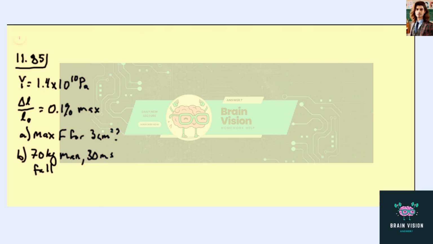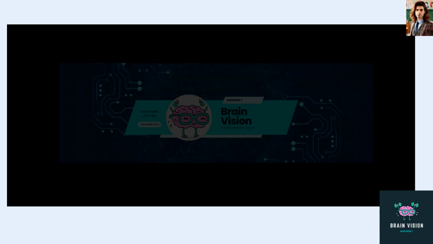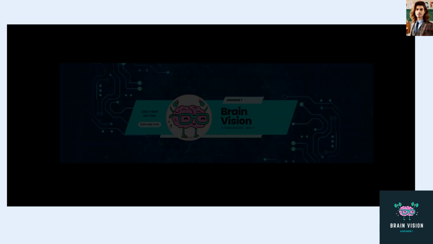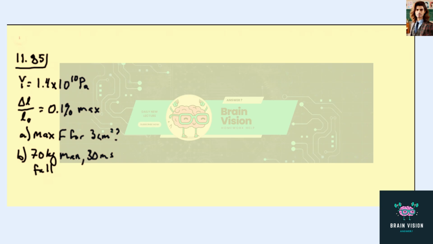We're told that the Young's modulus of bone is approximately 1.4 times 10 to the 10th pascals, and that it can withstand a strain of 0.1% before it begins to fracture. Now we want to know, for a bone with a minimum cross-sectional area of 3 centimeters squared, what is the maximum force that can be applied before it breaks, compressively.